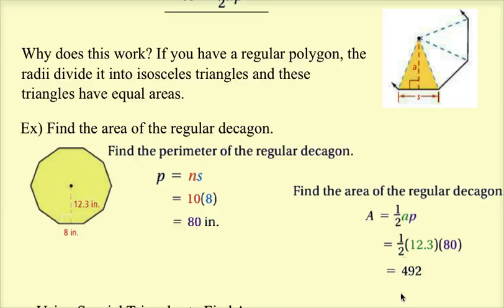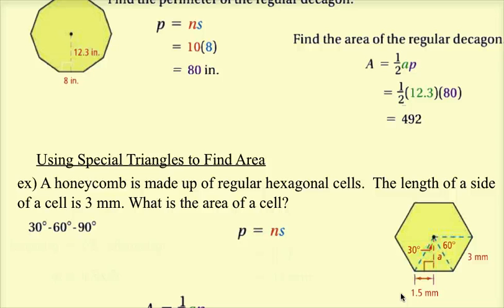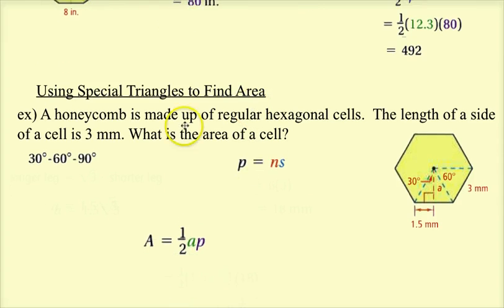Now it does get a little bit more complicated when I don't have all of my measurements, but I'm going to use my knowledge of special triangles to actually find the area. So let's look at this example right here. A honeycomb is made up of regular hexagonal cells. The length of a side of a cell is 3 millimeters. What's the area of a cell?